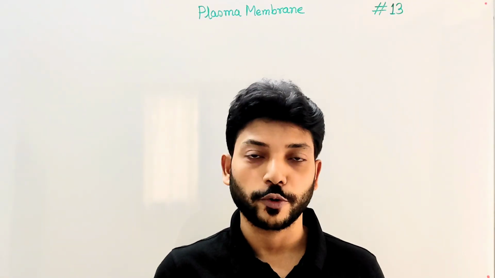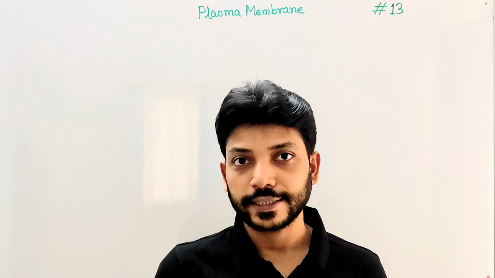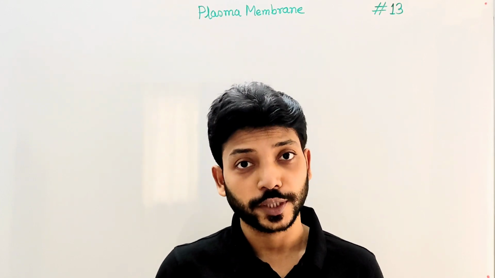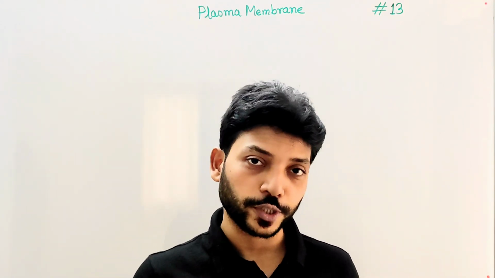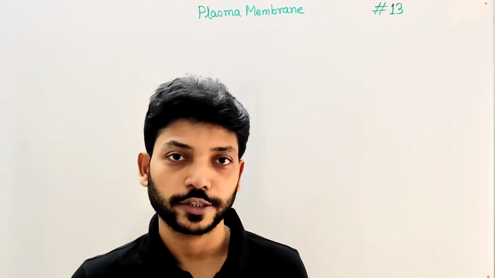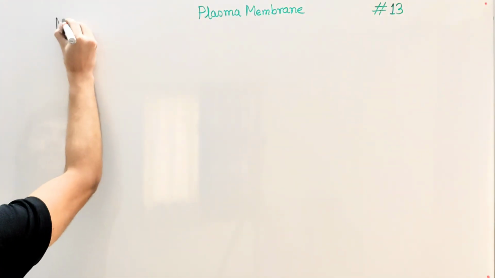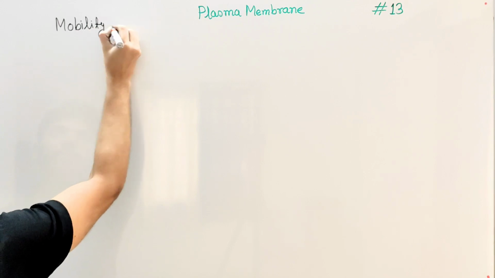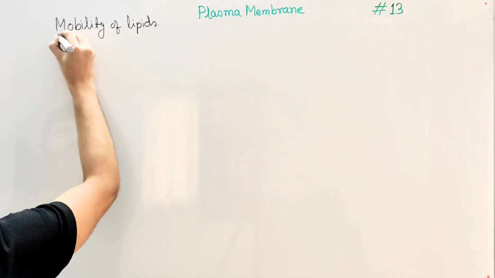Welcome everyone. Today we are going to learn about mobility of lipids in the plasma membrane. In 1970, the fluid mosaic model was proposed. The term fluid is because of the mobility of the lipid molecules in the plasma membrane. Proteins are also mobile, but in this video we are focusing on mobility of lipids. So today's topic is mobility of lipids in the plasma membrane.